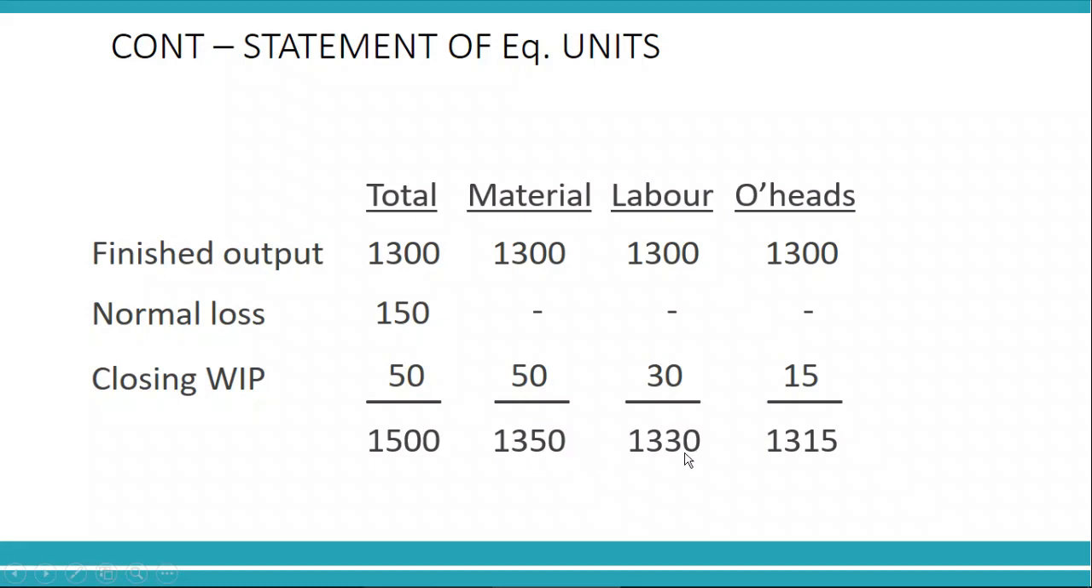Please do not add them. These are not separate units. You cannot say 1,350 plus 1,300 plus 1,300. These are not 4,000 units. These are the same 1,350 units. But we say that with the total units of input, what is my output is: 1,350 units are completed with respect to material, for labor we've got 1,300 equivalent units, and 1,315 units are completed with respect to overheads. So now these are my equivalent units. We call it statement of equivalent units.